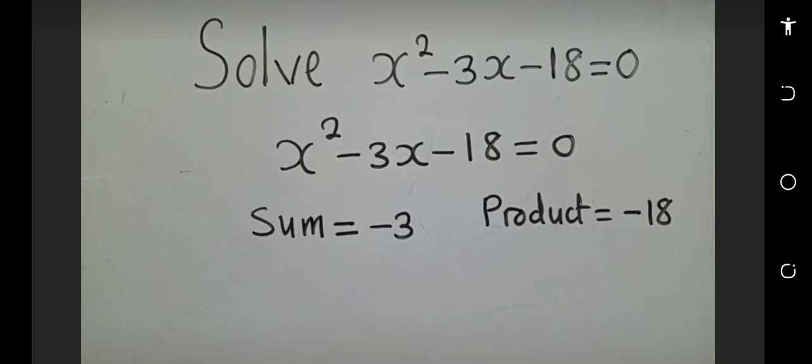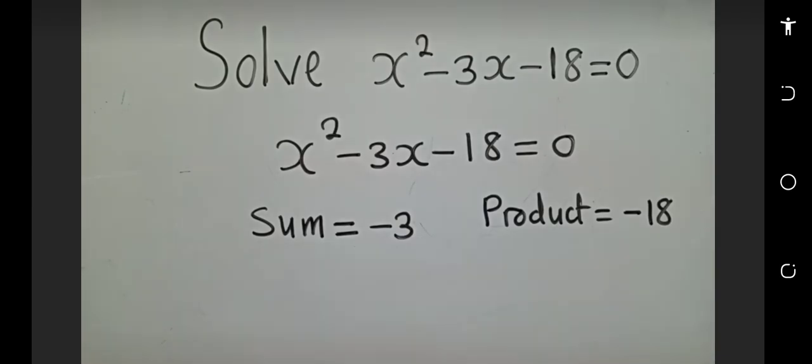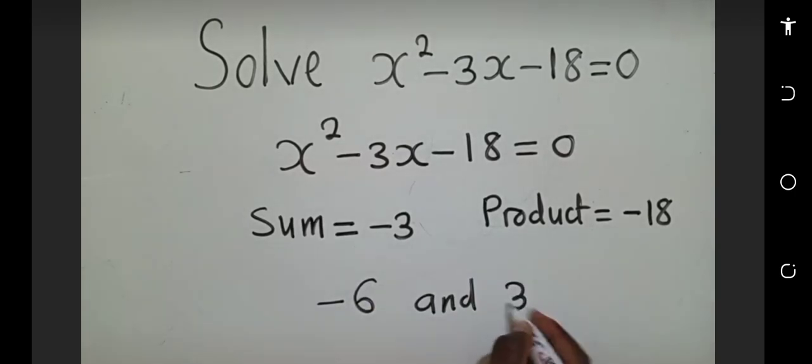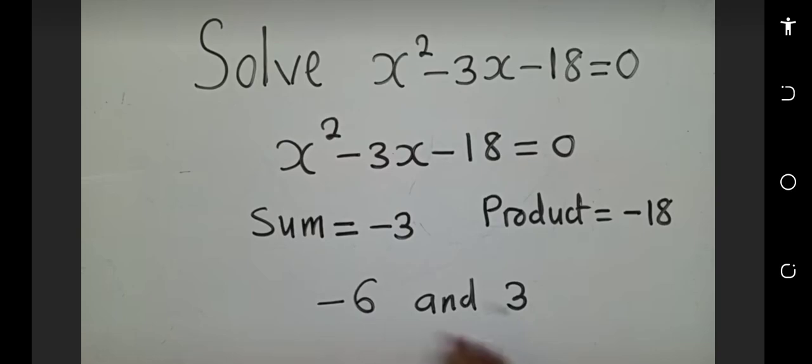Now from this stage, you think of two numbers such that when you multiply them, remember product is multiplication, they give you negative 18. And the same numbers, when you add them, they give you negative 3. So what are those two numbers? It's negative 6 and 3. Because negative 6 times 3 gives negative 18, and negative 6 plus 3 gives negative 3. So these are the factors.